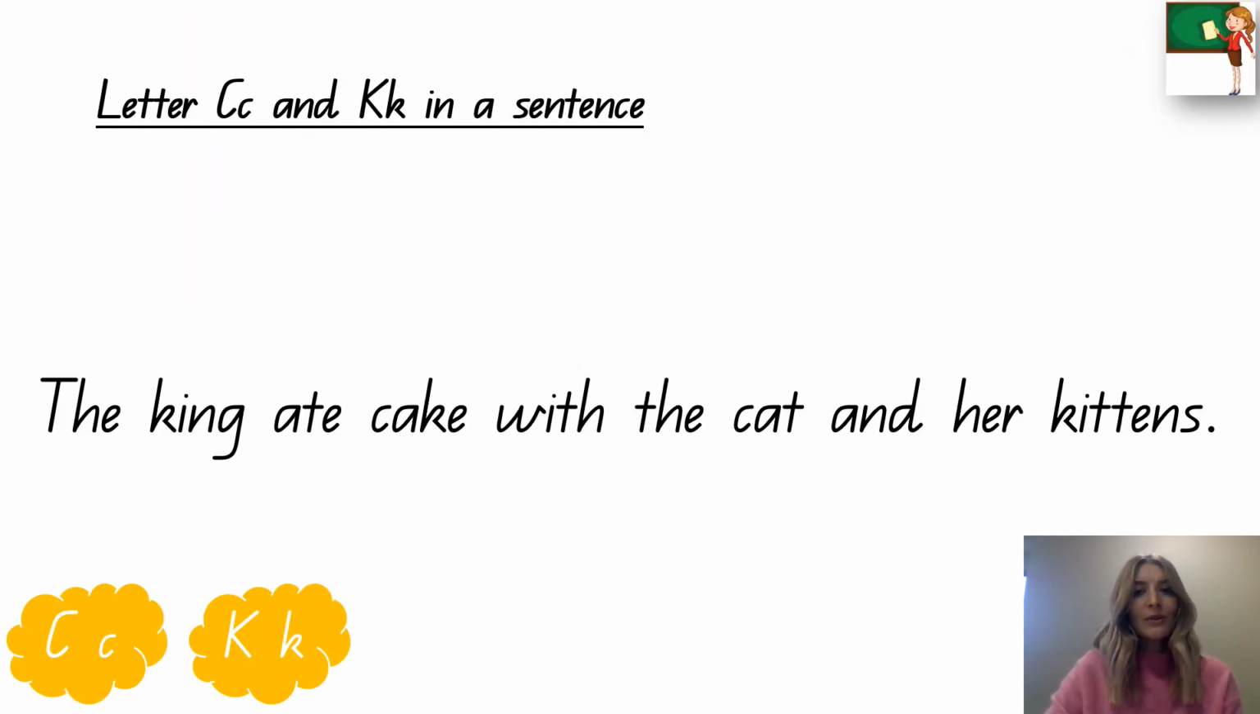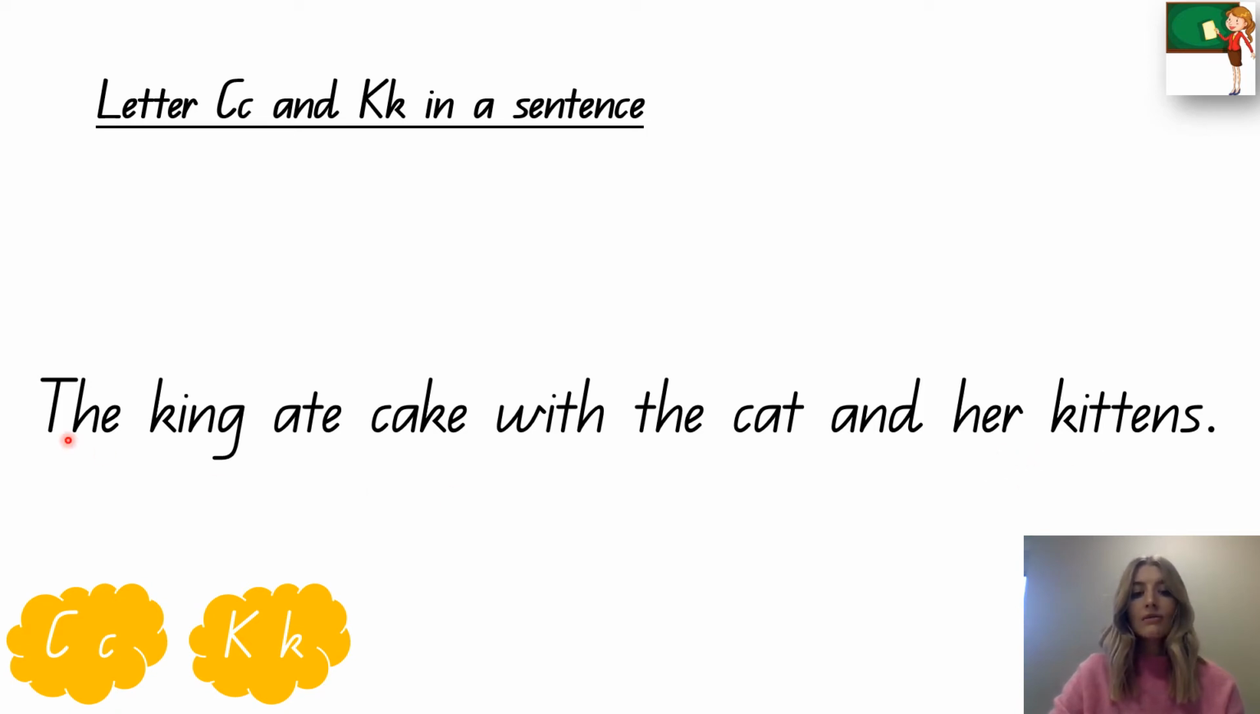Okay, now we're going to go on a bit of a hunt in a sentence to see if we can find letter C's and K's. So I'm going to read our sentence first, and then you're going to read it with me, and we'll find some letter C's and K's. The king ate cake with the cat and her kittens.